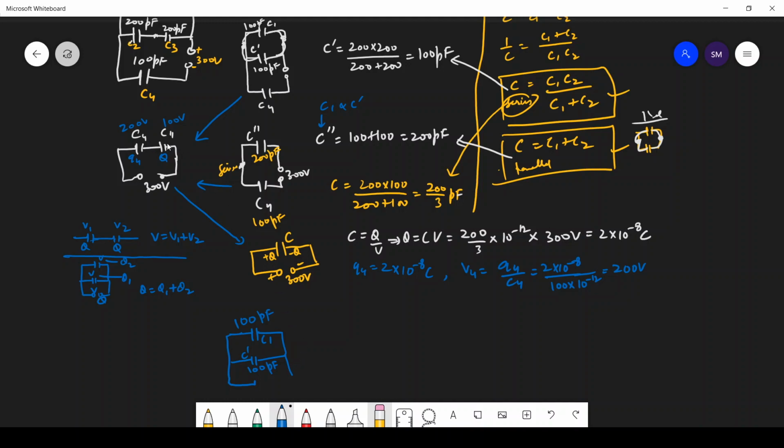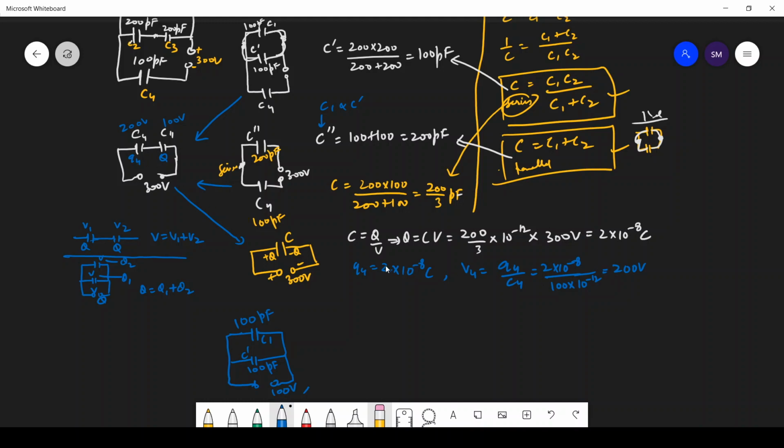So this C1, this C4. C double dash, you have got it from this C1 and C dash. So the voltage available for them is now 100 volt only, right? 100 volt. And what is the charge available to them? Charge available to them is same as it was for C4.